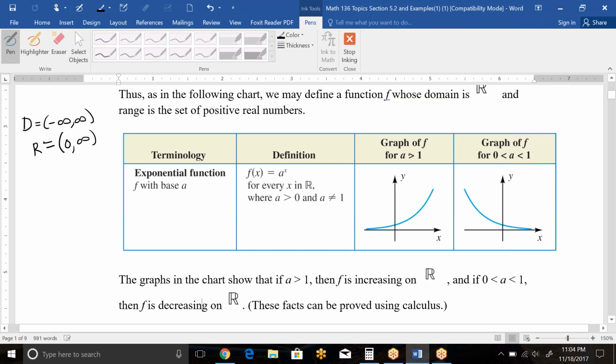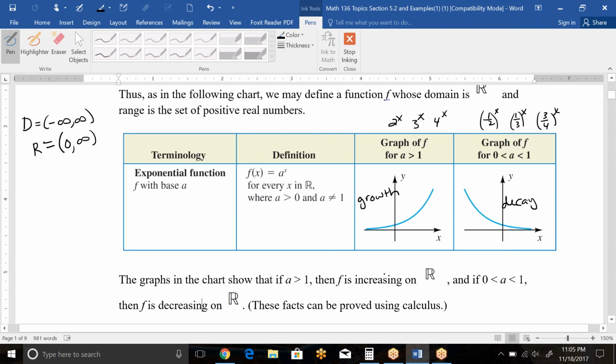Now, if our base is bigger than 1, so things like 2 to the x, 3 to the x, 4 to the x, then we see that our graph is going to be growing. It's called a growth function. If your base is between 0 and 1, so like 1/2 to the x, 1/3 to the x, 3/4 to the x, usually those are in parentheses, then you're going to have what's called a decay function, where you get smaller on the y-axis from left to right.